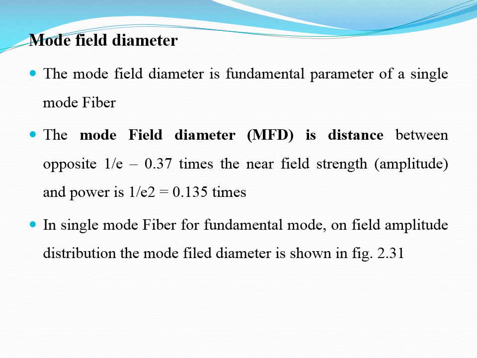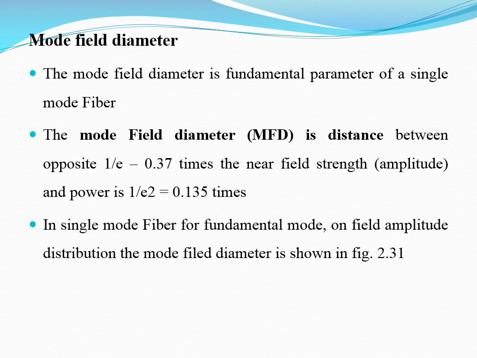Then mode field diameter. The mode field diameter is a fundamental parameter of a single mode fiber. So whenever I consider a single mode fiber, I look into this concept of mode field diameter. That is the basic definition, and in short it is expressed as MFD. MFD is the distance between the opposite 1 by E, which is 0.37 times, of the near field strength or amplitude, and power, which is 1 by E square, which is 0.135 times. So we consider mode field diameter as the distance between the opposite ends of the fiber core.